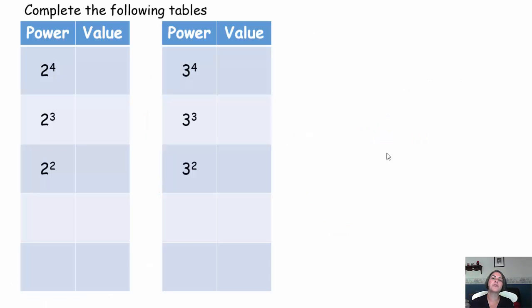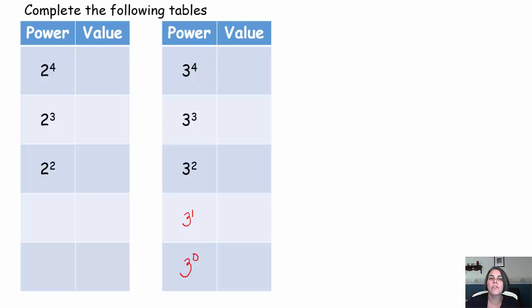At this point, I'm sure you've realized I love looking at patterns and seeing if from patterns I can develop a rule for myself. So I'm going to complete the second table with you and then ask that you complete the first table on your own. Let's take a look down that second table. If we look, we see we have a 3 to the 4th, 3 to the 3rd, 3 to the 2nd. So it appears as though our base is a 3 and we're just going down. We're going 4 to 3 to 2 to 1 to 0.